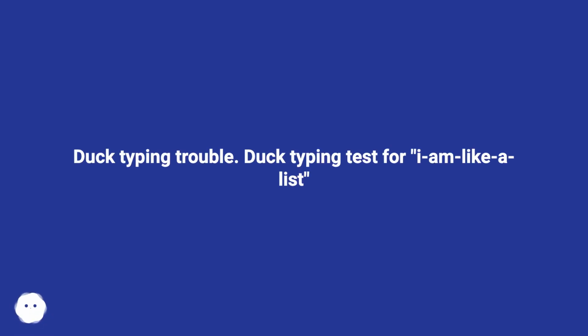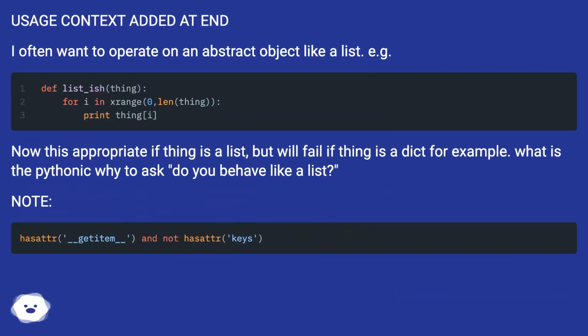Duck typing trouble. Duck typing test for "I am like a list." Usage context added at end. I often want to operate on an abstract object like a list. Now this is appropriate if thing is a list, but will fail if thing is a dict, for example. What is the Pythonic way to ask, do you behave like a list?